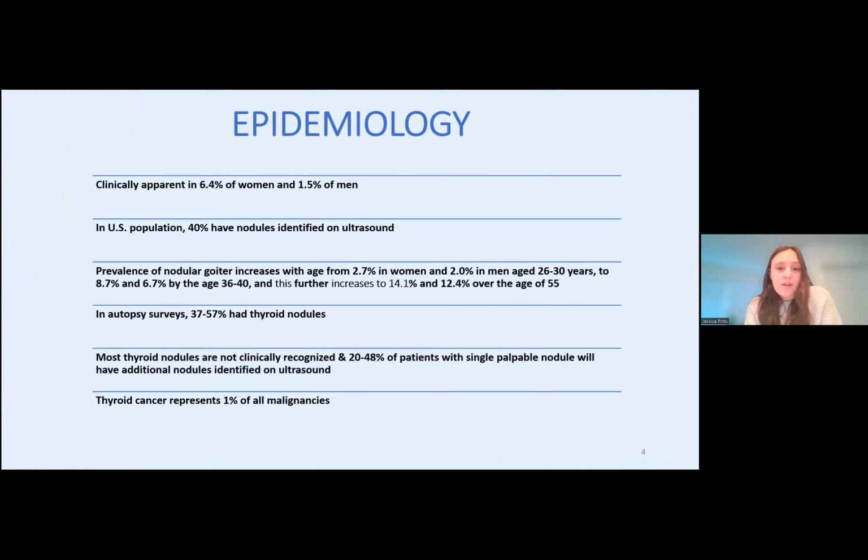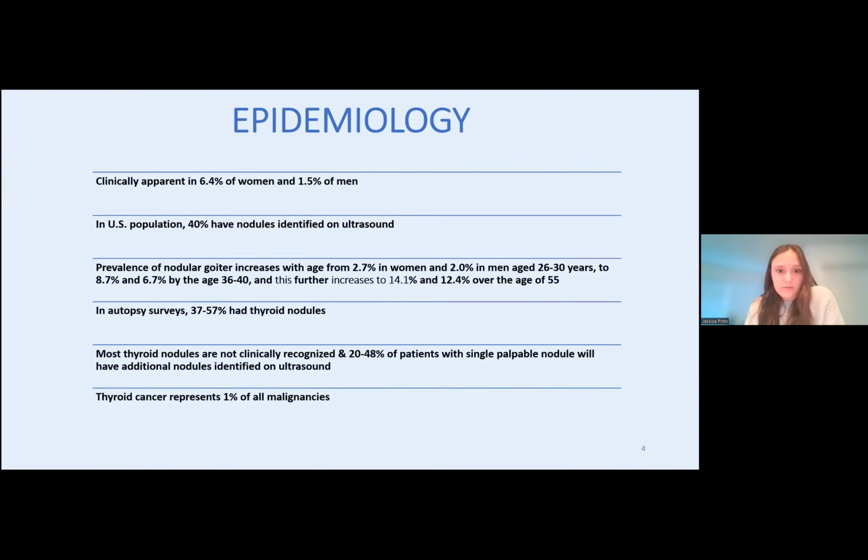The prevalence of a thyroid nodule or a nodular goiter increases as age increases, starting from 2 to 3% in the age range of 26 to 30. That increases to 7 to 8% in the mid 30s to 40s, and then up to 12 to 14% by the age of 55. Thyroid cancer only represents 1% of all malignancies, and about 5% of thyroid nodules are actually malignant.